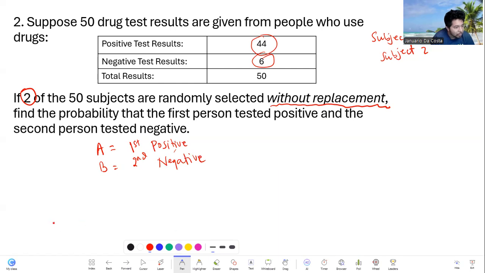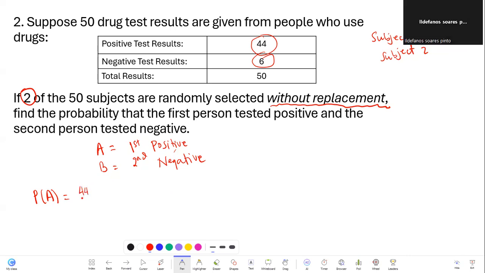Okay? So how do you calculate the probability for this? My first question is, are these two events dependent or independent? Before that, what is the probability of A? If you randomly select, what is the probability that the person has a positive drug test? It is 44 out of 50, because you have 44 out of 50 positive test results.